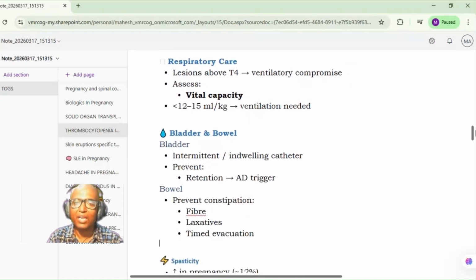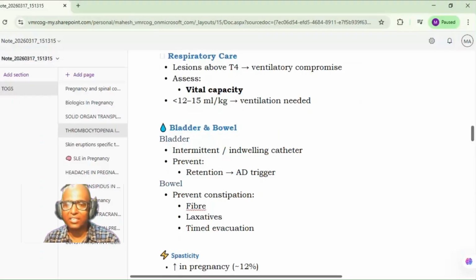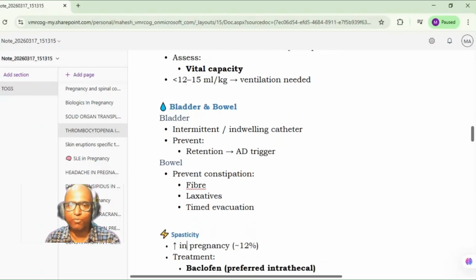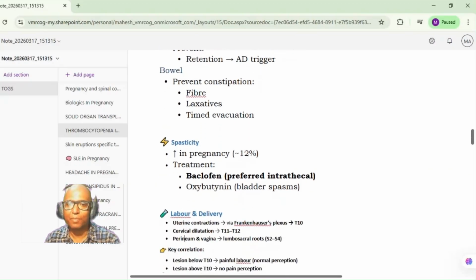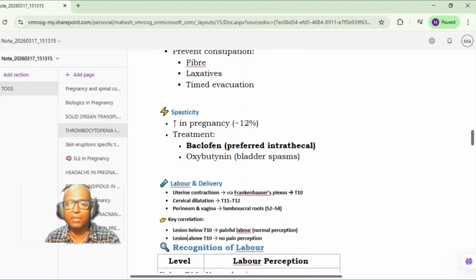Bladder and bowel, intermittent or indwelling catheter will prevent retention, and that can be an autonomic dysreflexia trigger also. For bowel, prevent constipation, give high fiber diet, laxatives, timed evacuation, etc. Spasticity is increased in pregnancy around 12%. Then treatment is baclofen, which is preferred intrathecally, or oxybutynin for bladder spasms.